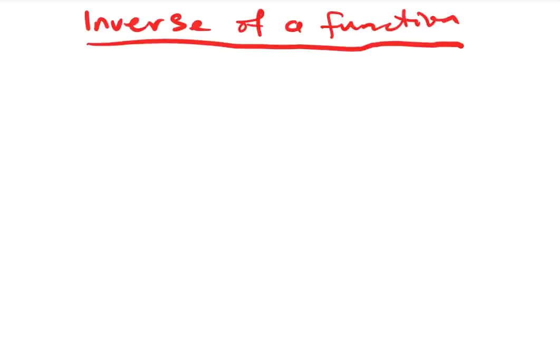In our previous video, we explained the meaning of a function and how to solve a basic equation involving a function. But in today's video, we'll be looking at how to solve the inverse of a function.